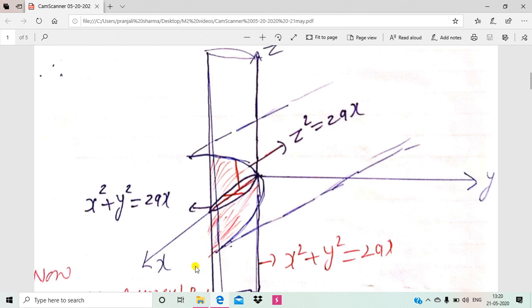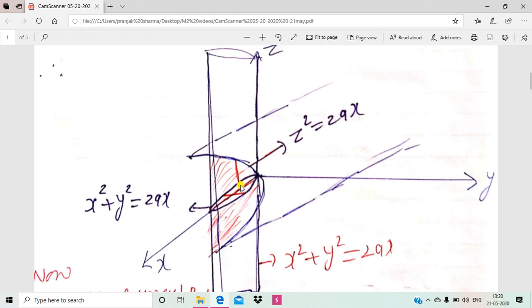So this is the base of the parabolic cylinder, and its height is along the y-axis from minus infinity to plus infinity. So this is the required volume which is bounded by both the cylinders. So we have to find out this much volume.